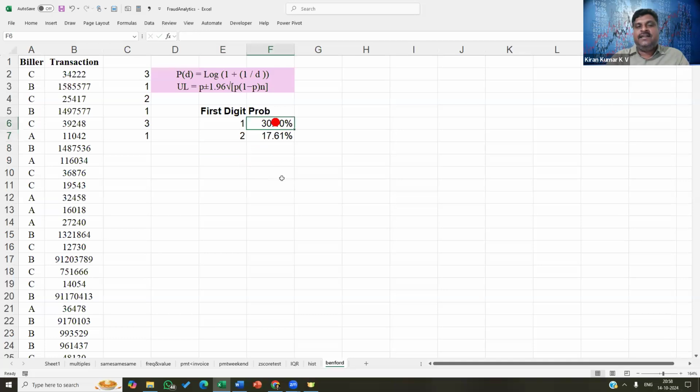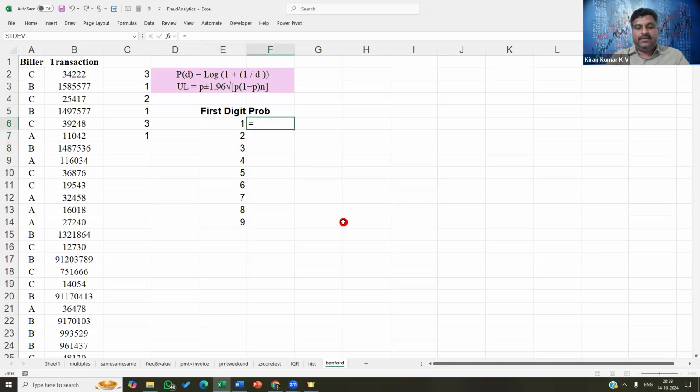See, these are all standard numbers given by Benford. In fact, I have a method for you to get these values also. You can see the formula I have written here: log of 1 plus 1 divided by d. D means the digit.